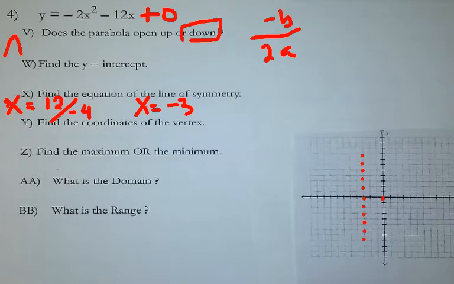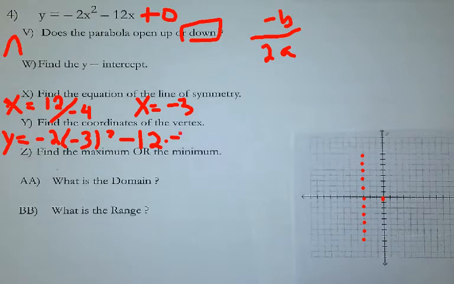But I don't know where the vertex is. Is it way up here and then come down, or is it right here and then come down? That's our question. So we need to find the vertex. Well, the way I do that, remember, I have to find what y is. So I'm plugging -3 into my equation. Now look, -3 has to be squared, right? So I'm going to take -2, and then I'm going to multiply it times -3 squared. Then I'm going to subtract 12 times -3.